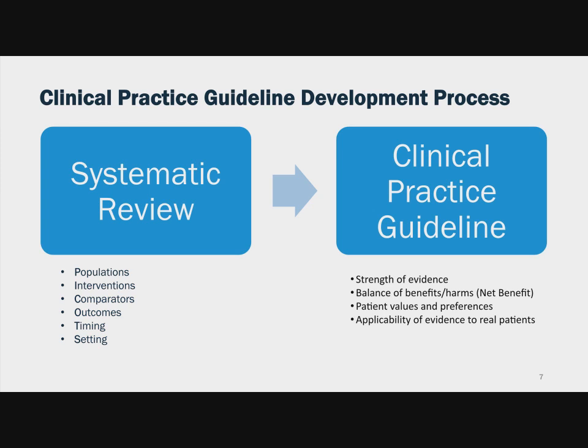Clinical practice guidelines for APA are based on four main factors: the strength of the evidence, the balance of the benefits versus the harms of an intervention, patients' values and preferences, and the applicability of evidence to real-life patients.